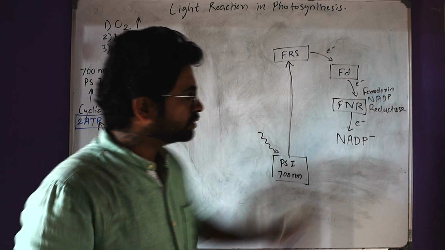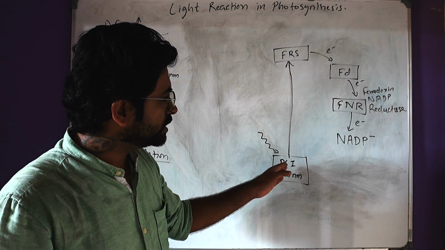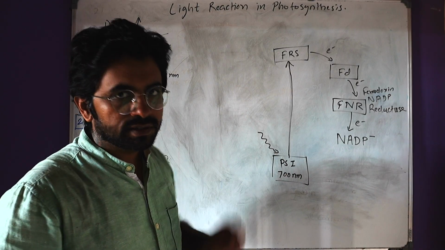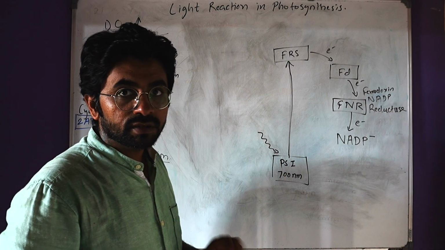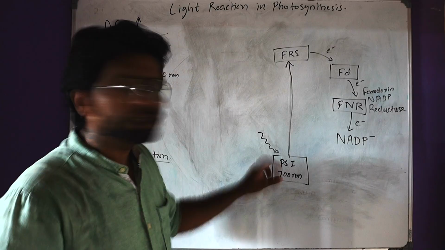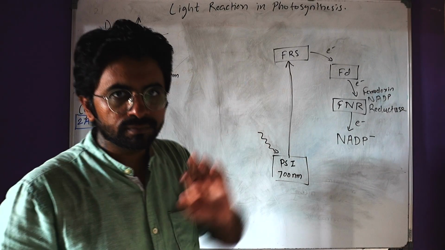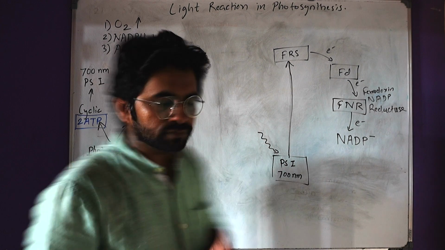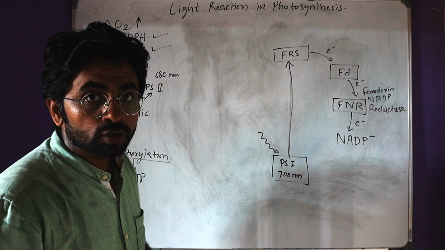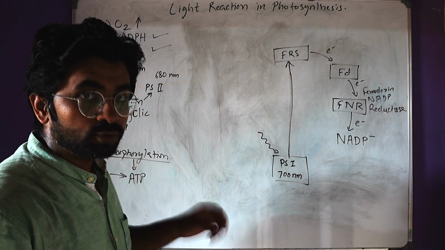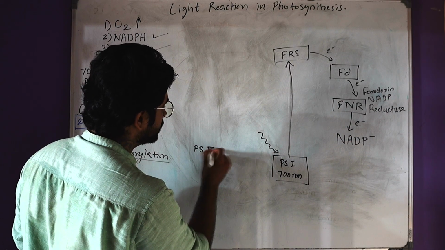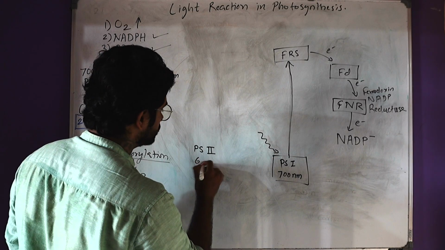Now think of this. If the electron was ejected from PS1, it means now the PS1 has nothing. It's a vacant pigment. It can receive the next electron because there is a possibility of replacement of electron. One electron has gone, so there is a space for another electron, and we can call it electron deficient. So where is another electron coming from? That's where photosystem 2 comes into the picture. It will send its electron to photosystem 1.